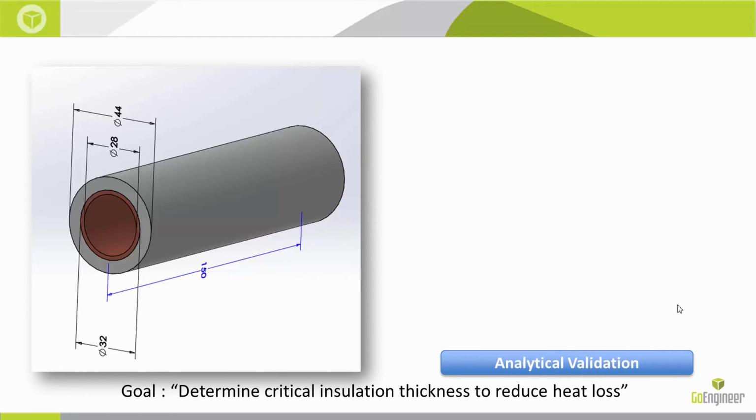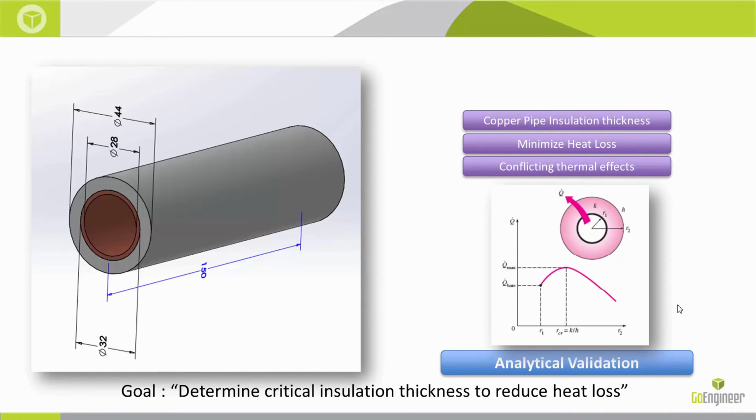For the analytical validation, I've set up a really simple problem. Typically in industrial piping, insulation becomes a big aspect because all of these pipes carry really hot fluid, and you wouldn't want the fluid to cool down during the transport process. So you stack up insulation around the pipes. The goal of this analysis is to determine what the critical insulation thickness has to be to make sure that the copper pipe does not lose heat to the surroundings.